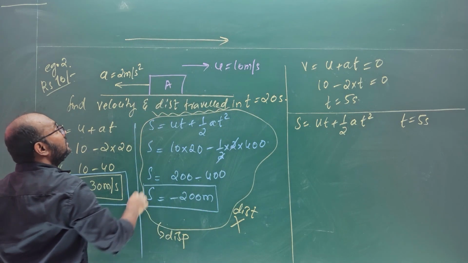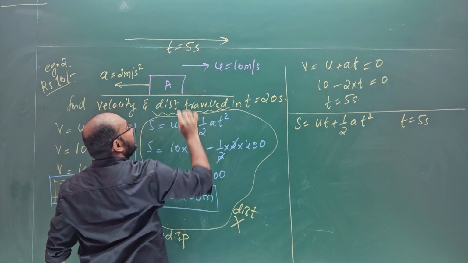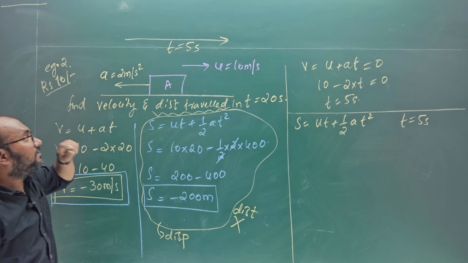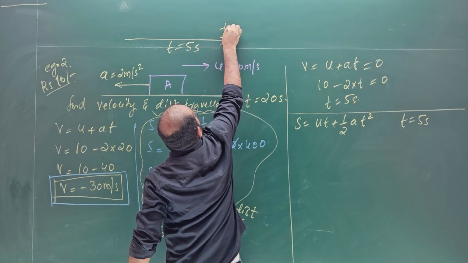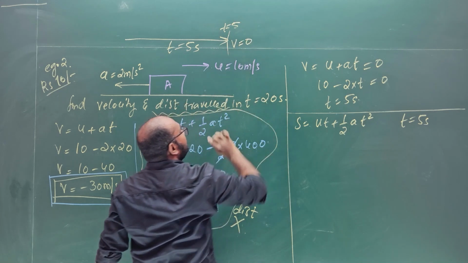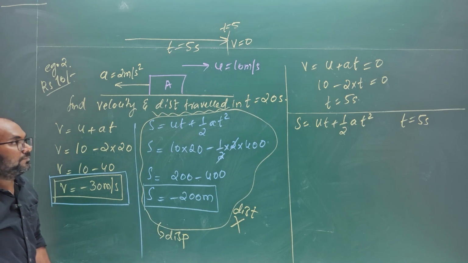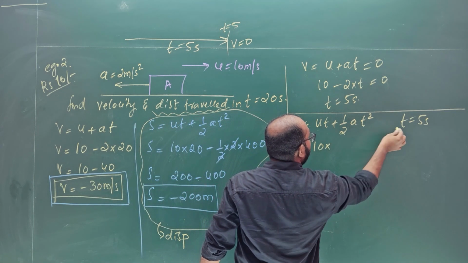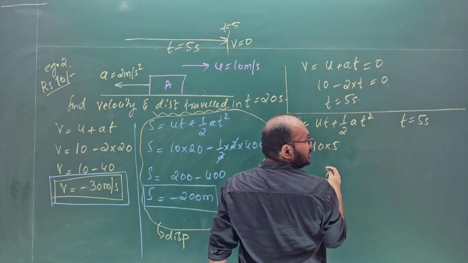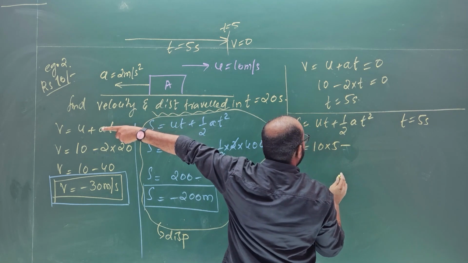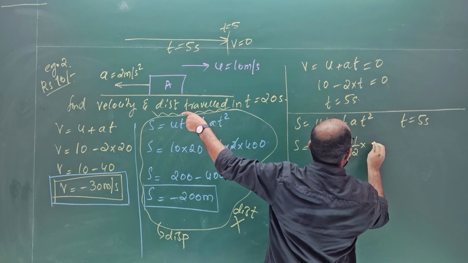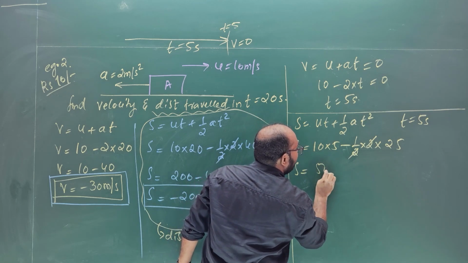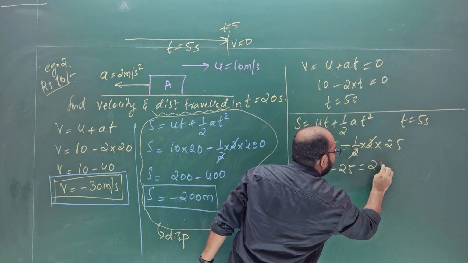The body is going in this direction for t equal to 5 seconds. After that, at t equal to 5 seconds, velocity is 0. Okay, now, s is equal to, what is u? 10. Time period, I am saying 5. Plus or minus? Minus. Why? Because acceleration is still in that direction. So minus half into acceleration, which is 2, into 25. So s is equal to 50 minus 25, that is 25 meter.